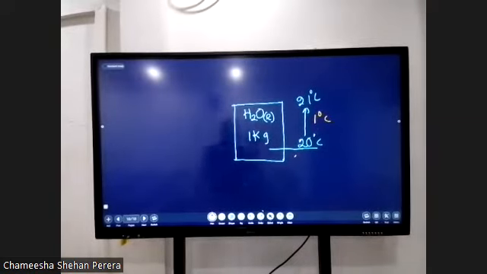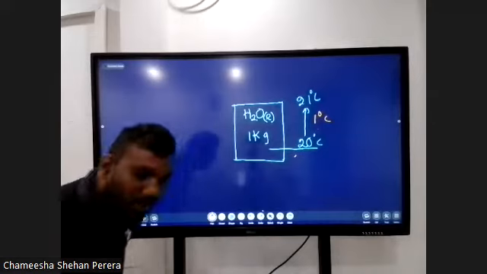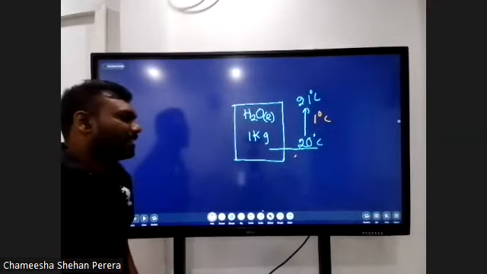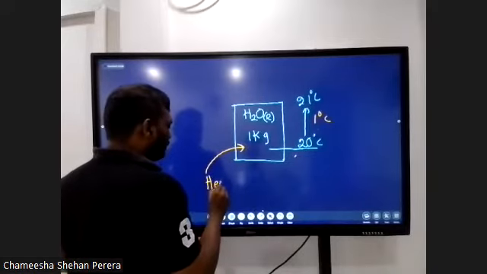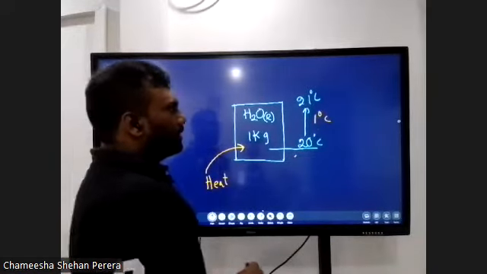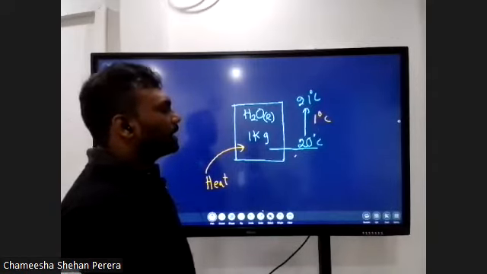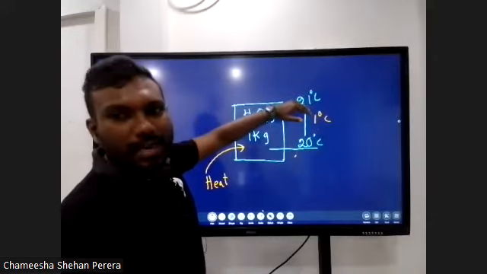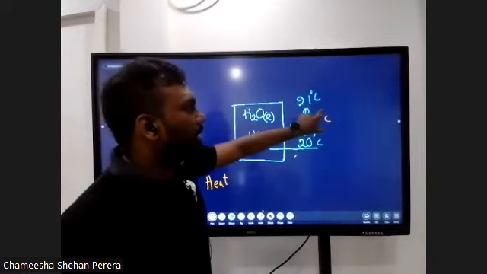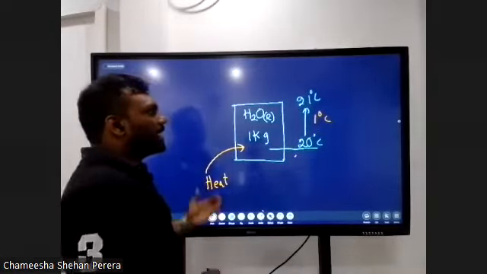Simply answer, don't think too hard. What should I do to increase the temperature of 1 kilo of water? You should heat it. Heat it. Okay, so simply heat it. I'm increasing it from 20 degrees Celsius up to 21 degrees Celsius, so I'm increasing the heat by 1 degree Celsius. For that I need to heat it.